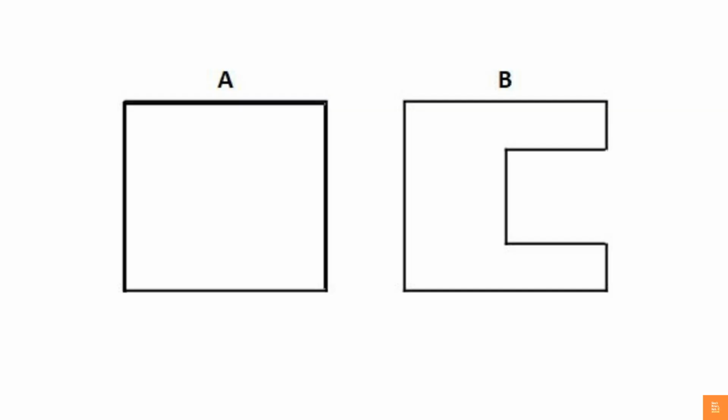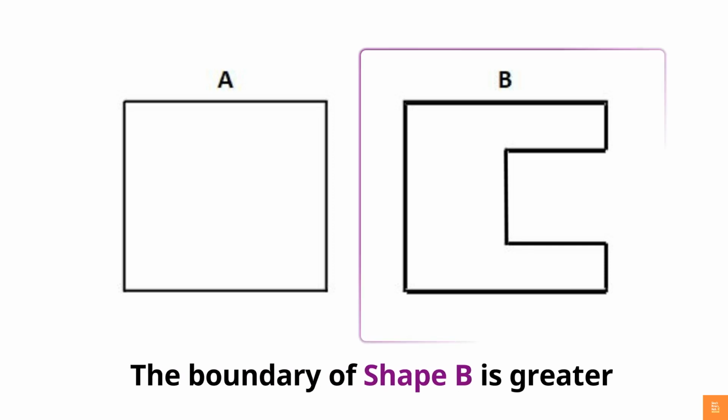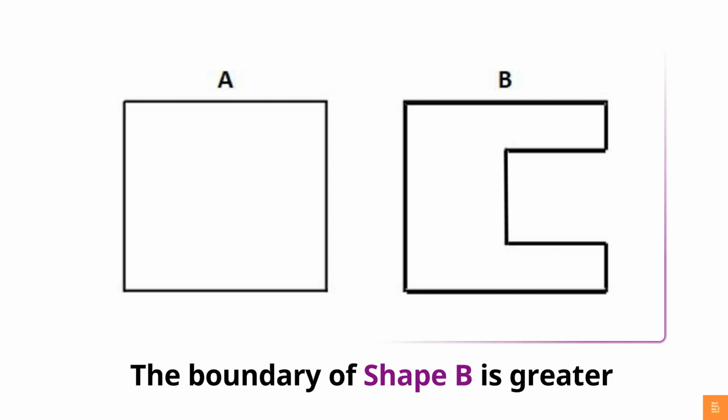Many children are unable to find the perimeter when measurements are not given on the figure. Perimeter refers to the boundary of a closed shape. If this basic concept is clear to the children, they will be able to make the comparison visually. The child will note the change in the cutout region and its subsequent increase in its boundary. So they can confidently say that the boundary of shape B is greater.